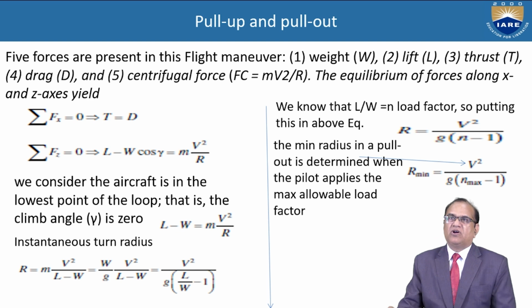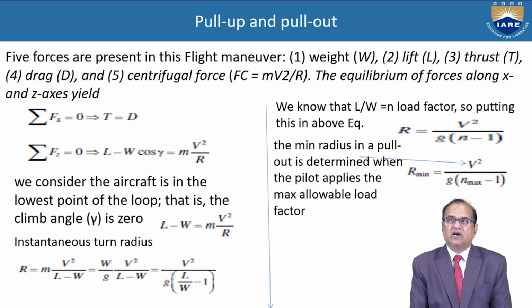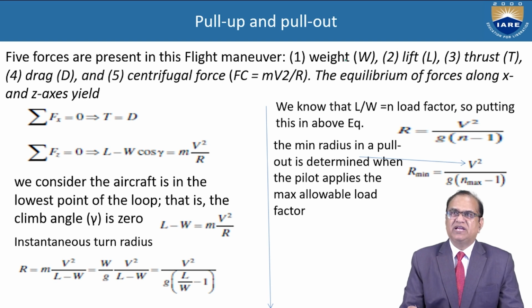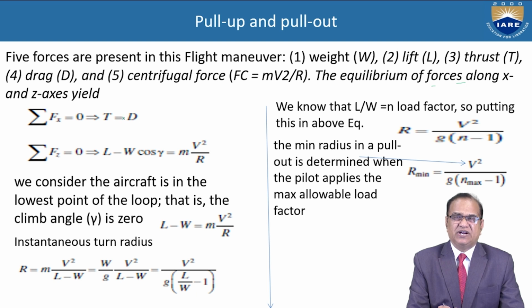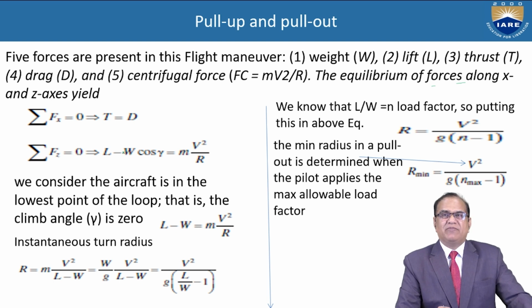Now we will have some derivation for the pull up and pull out maneuvers, and we will see how we can proceed and find out the radius and other things. So here five forces are present in this maneuver. First is the weight, then lift, then thrust, then drag, and then centrifugal force Fc equals mv square by r. The equilibrium of the forces along the x and z direction axes: in the x direction it is only the thrust and the drag, T is equal to drag. In the z direction, that is upward, it is your lift and the weight. So L minus W cos gamma is equal to mv square by r.